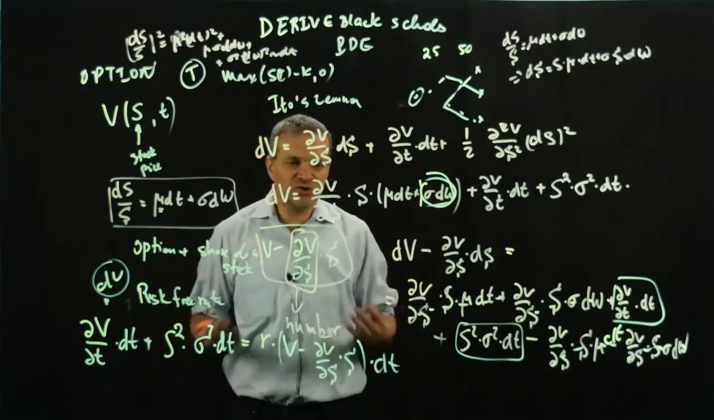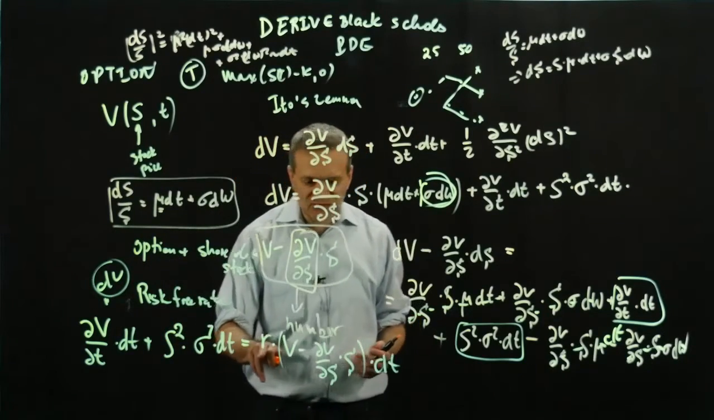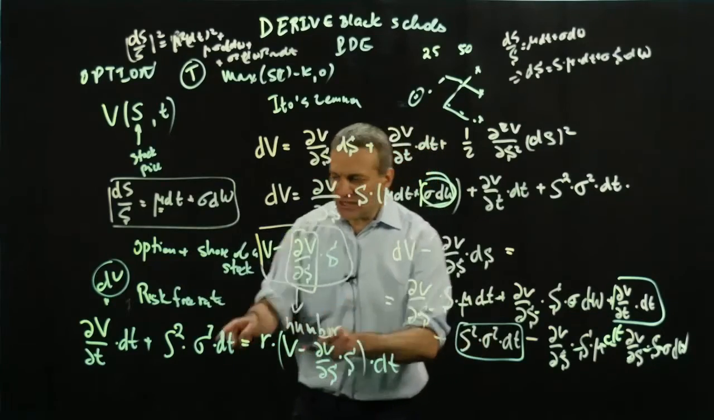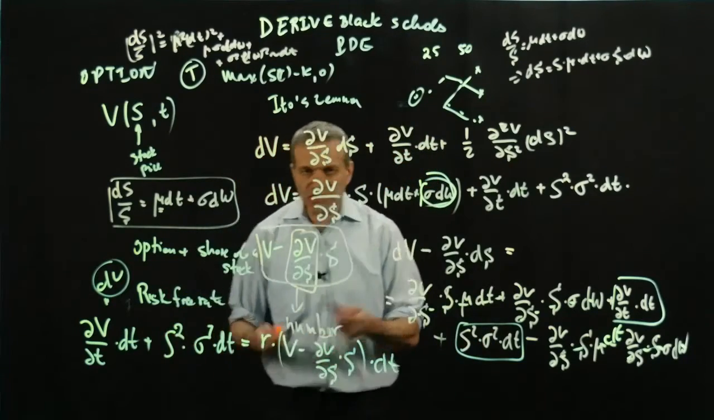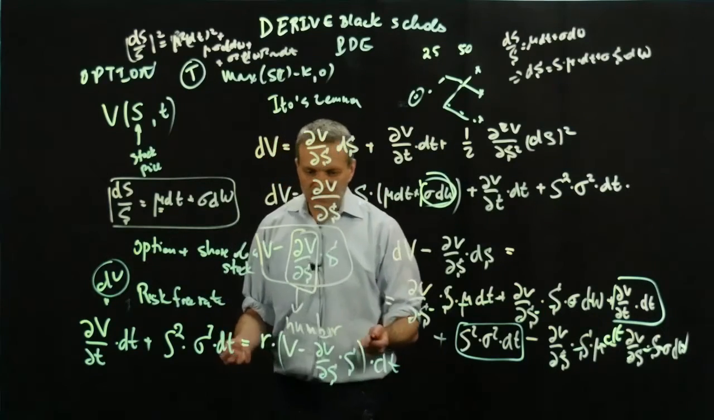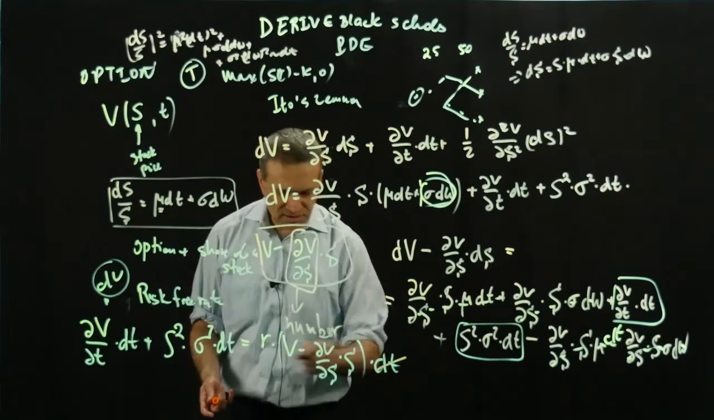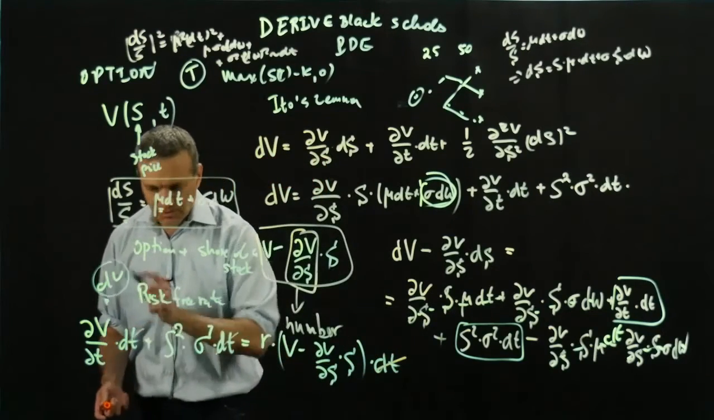How much is it going to earn per unit of time? Per unit of time, it is going to earn the risk-free rate times dt. We're talking about earning here. We're talking about actual dollars, okay? The actual dollars here are equal. So now this goes away.